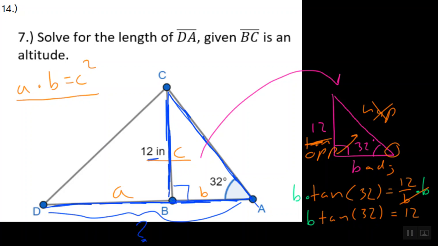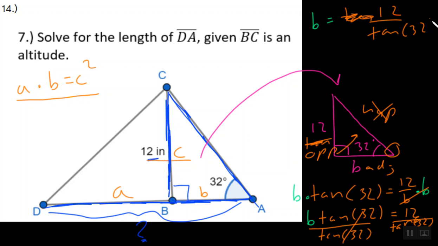Now from here, what are we going to do? Well, we're actually going to divide both sides by the tangent of 32. Now I have to be very careful. My little pause button's there. Alright? Now from there, notice that goes away. And let me write this a little bit cleaner. We have B is equal to 12 divided by the tangent of 32.